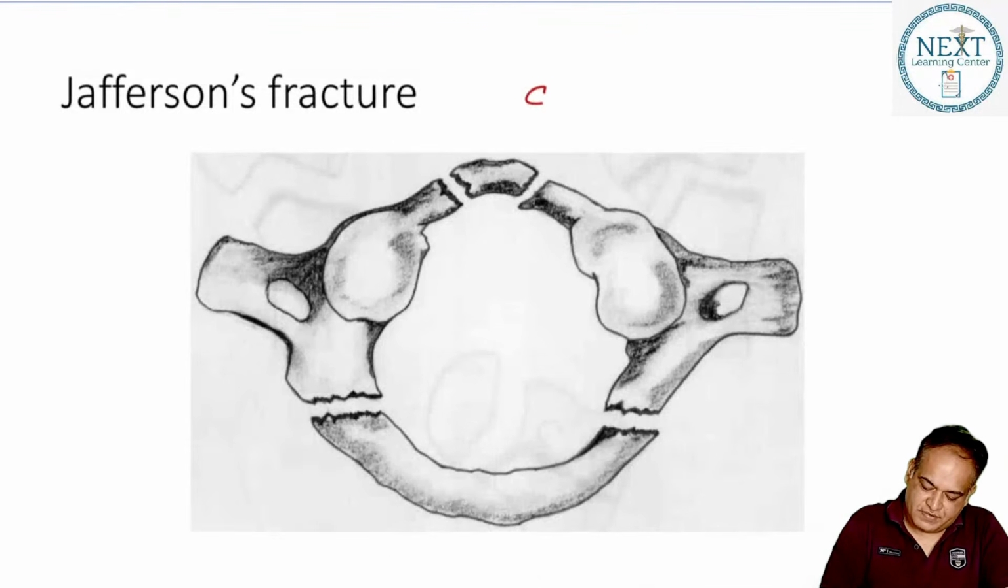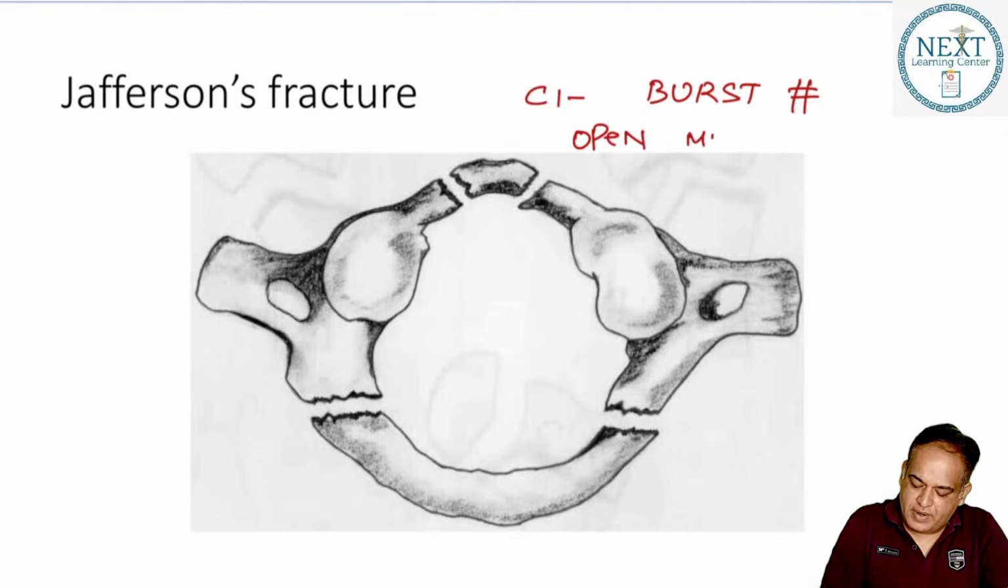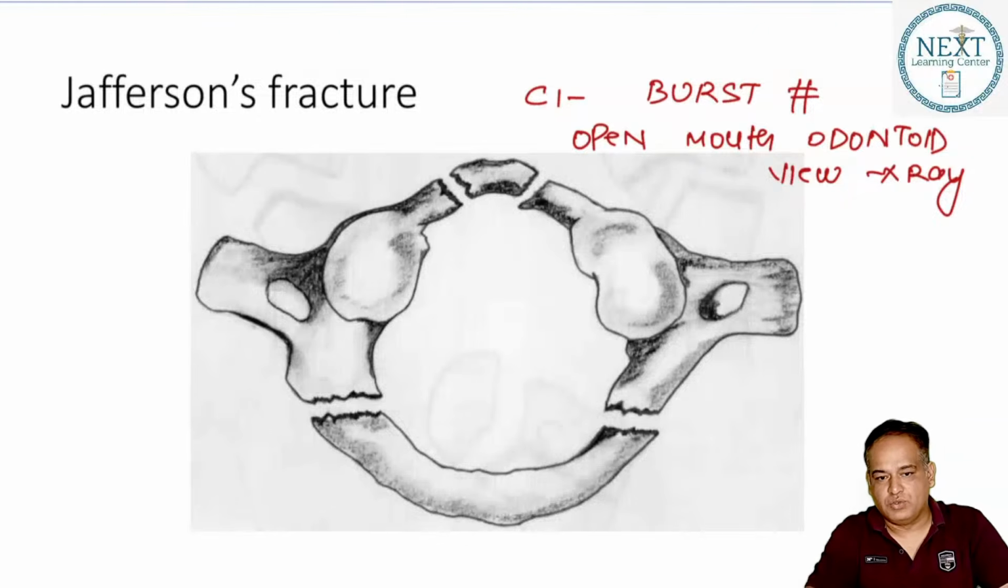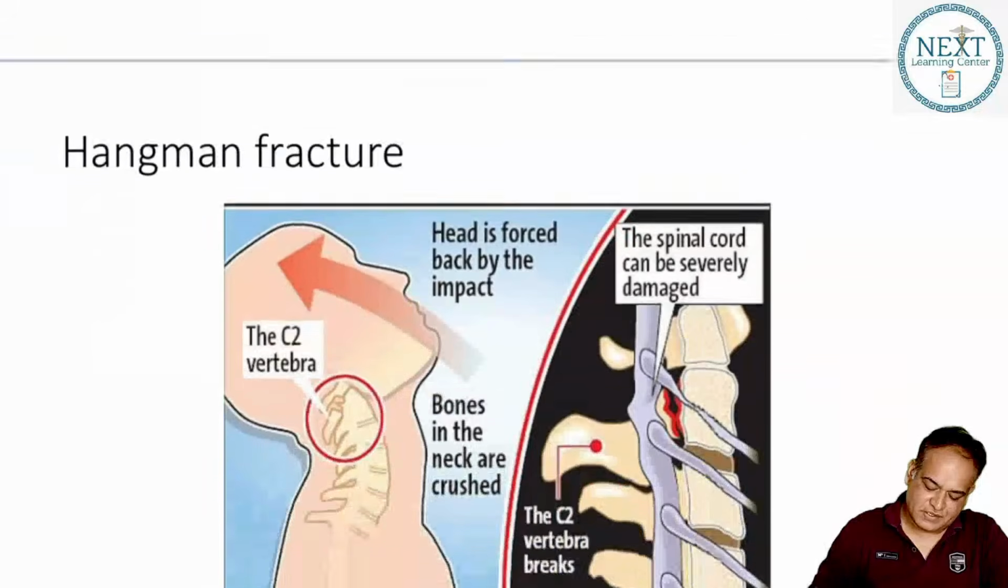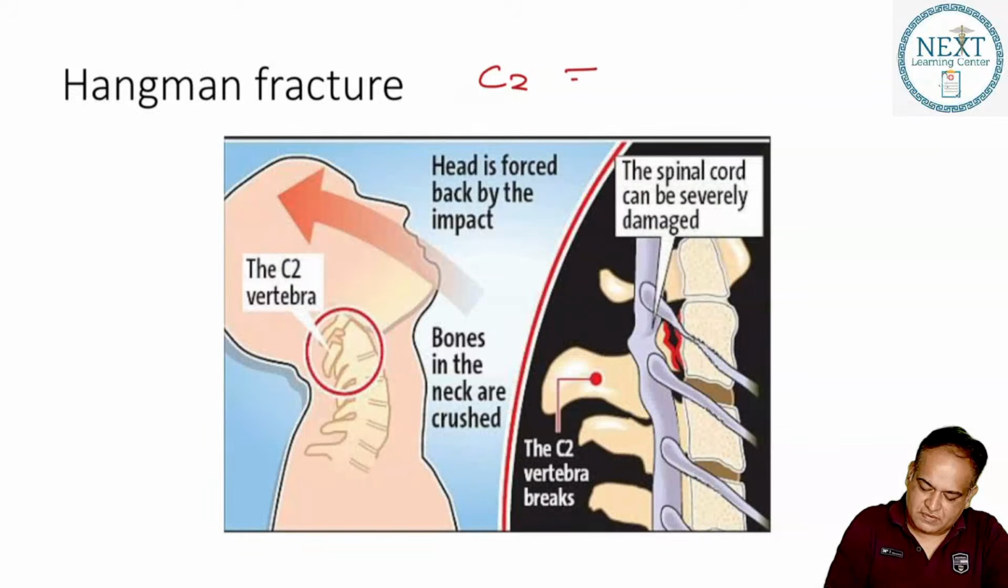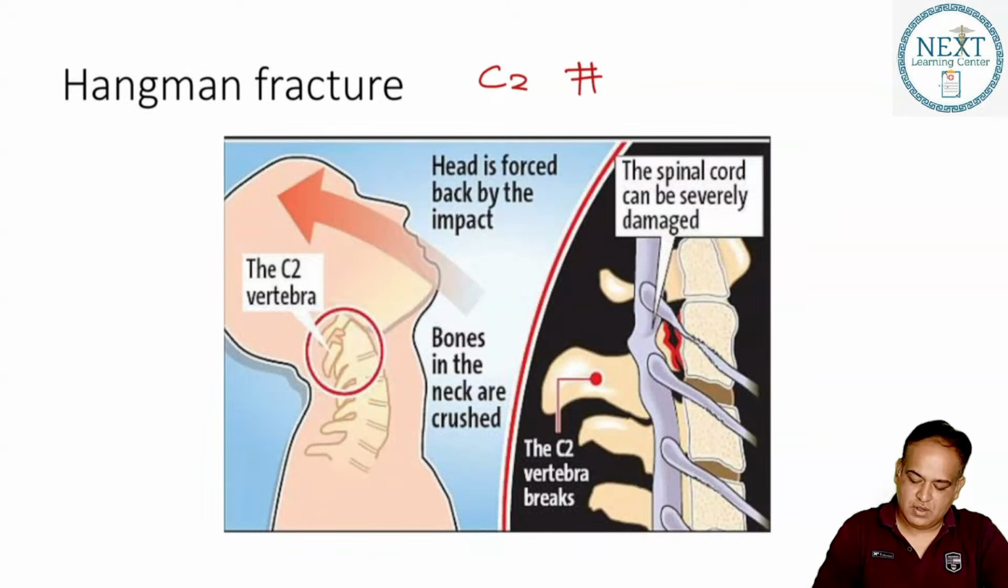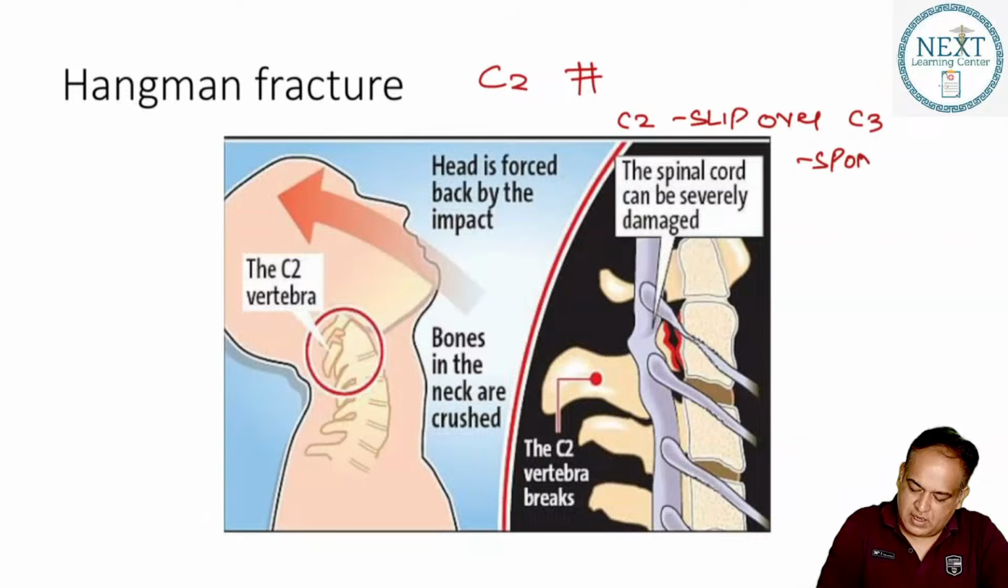Jefferson fracture. Jefferson fracture is a C1 burst fracture. How can we see it? Open mouth odontoid view on X-ray. Right? Open mouth odontoid view on X-ray. Jefferson. Hangman fracture is a C2 fracture. What happens is C2 slips over C3. That means it is a type of spondylolisthesis.